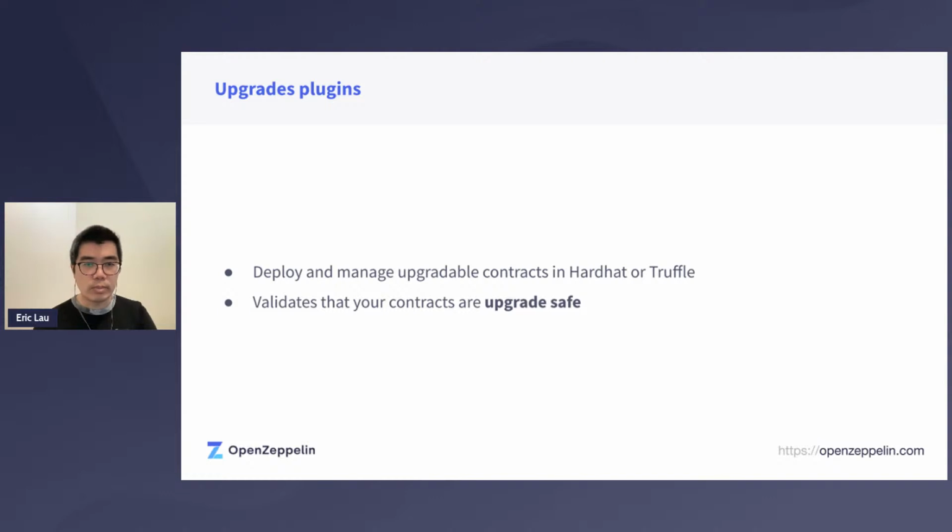Now, in order to deploy and manage upgradable contracts, OpenZeppelin provides the upgrades plugins that are available for Hardhat and Truffle. And these allow you to use functions in your Hardhat scripts or Truffle migrations, or even in your tests, in order to deploy and manage your upgradable contracts. And perhaps most importantly, these plugins validate that your contracts are upgrade safe. By validating that they're upgrade safe, the plugins, before they deploy any implementation contracts, whether the first version or later versions for upgrading, ensure that your contracts follow all of the rules and practices that are needed for upgradable contract implementations.